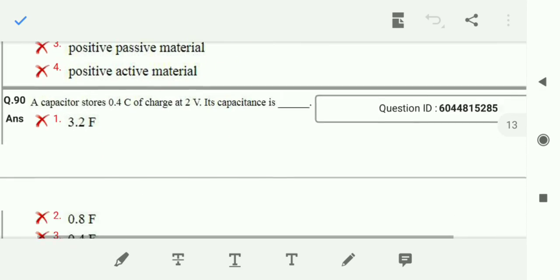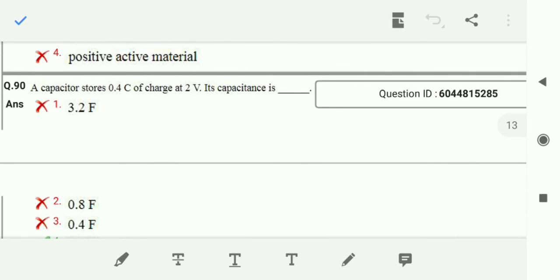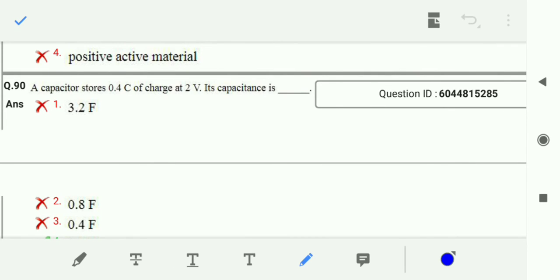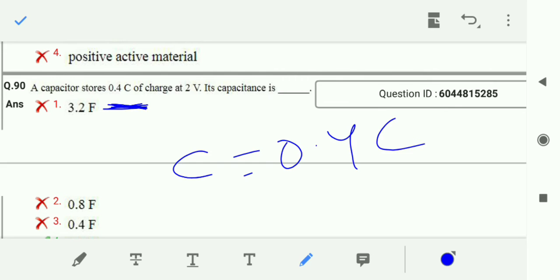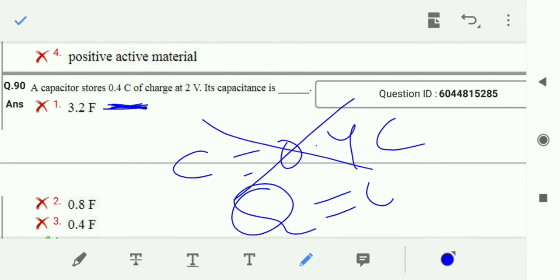Coming to question number 90: a capacitor stores 0.4 coulombs of charge at 2 volts. Its capacitance is? Students usually make a mistake here, sir. They will take C equal to 0.4 C. It is not C, it is Q. Q equal to 0.4 C.